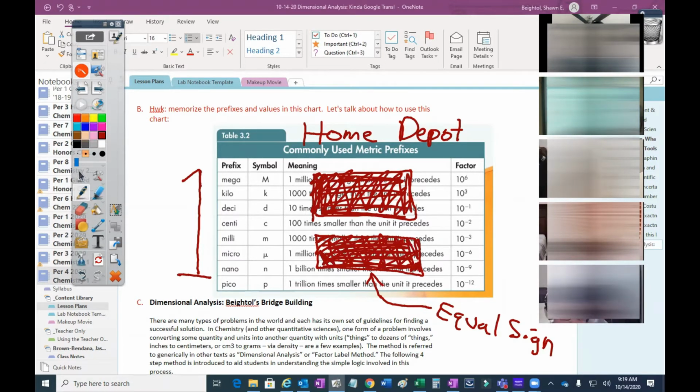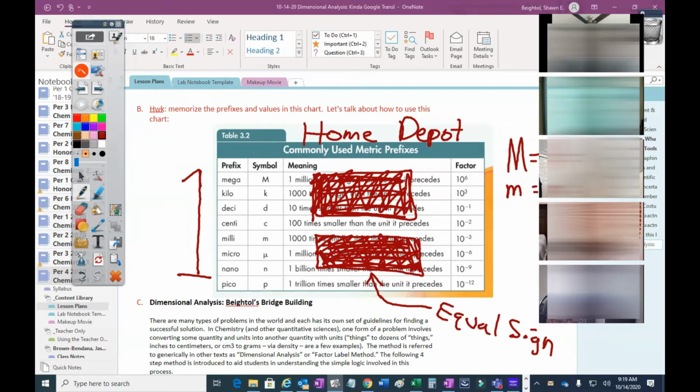Don't worry about the words in the middle. You do need to worry about the prefix and the symbol. Be careful that the case of the symbol makes a difference. Capital M is mega, lowercase m is milli, script m is micro. In other words, capital M is 10 to the 6, lowercase m is 10 to the minus 3, and then a script m, that's a Greek mu actually, micro, is 10 to the minus 6. So case matters.